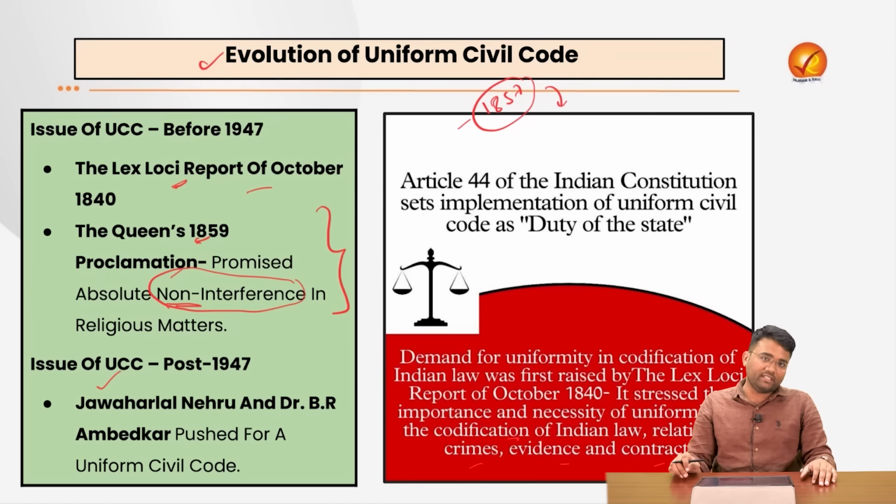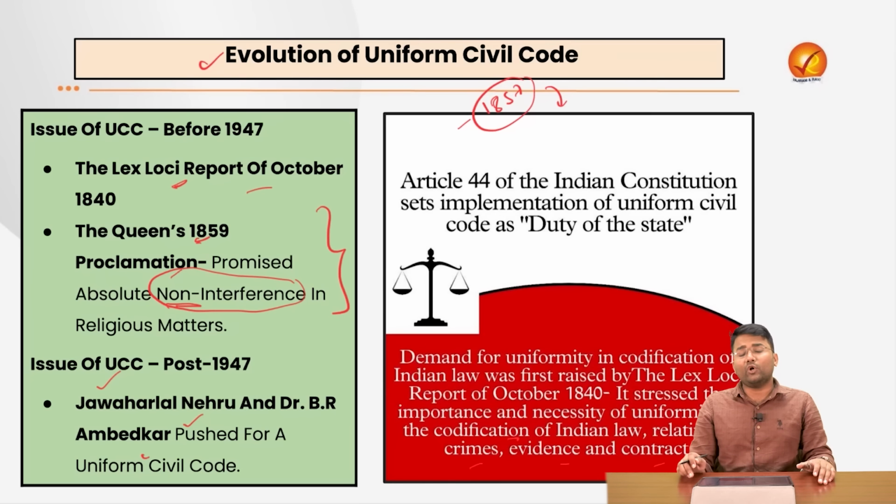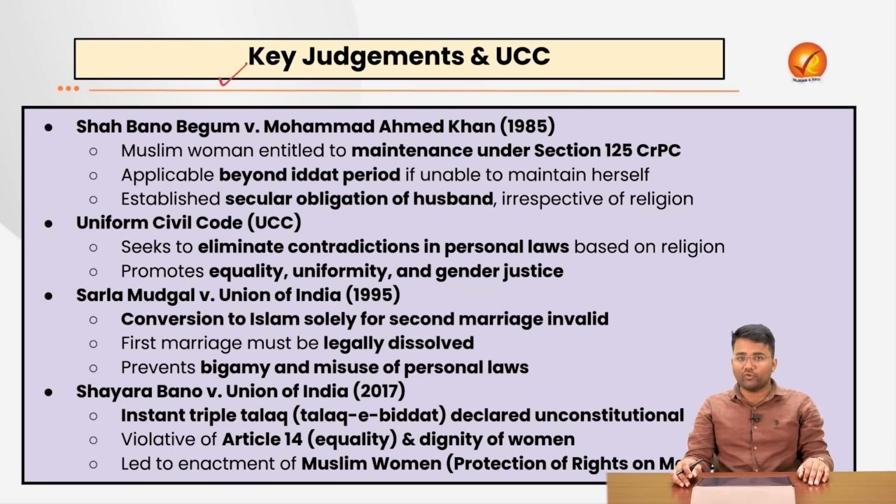independence in 1947, if you see what the issue of the Uniform Civil Code was, various important members in the Constituent Assembly, for example Jawaharlal Nehru and Dr. B.R. Ambedkar, also pushed for a Uniform Civil Code. Ultimately, it was kept under the Directive Principles of State Policy. Now we'll see the key judgments related to the Uniform Civil Code.